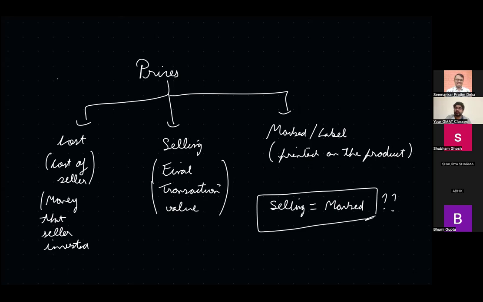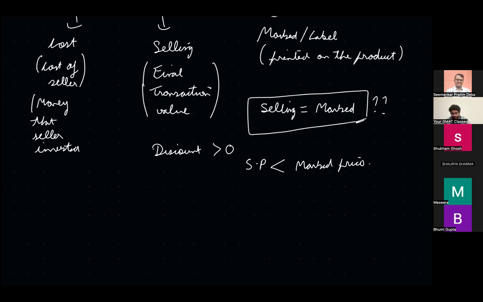When discount is given, what will happen then? When discount is greater than 0, selling price will always be less than mark price. Is this clear to everyone, class?